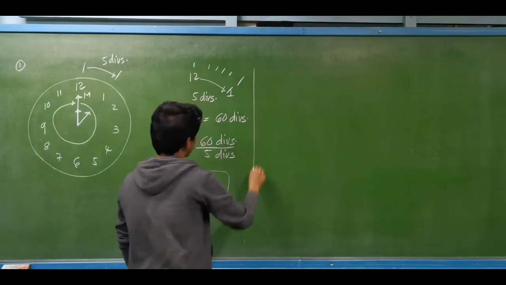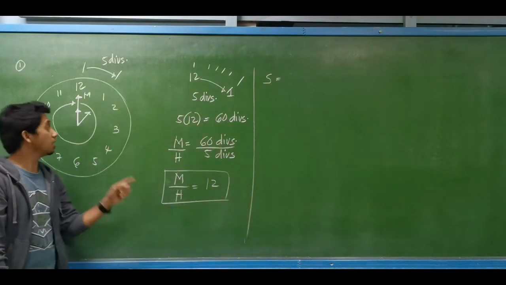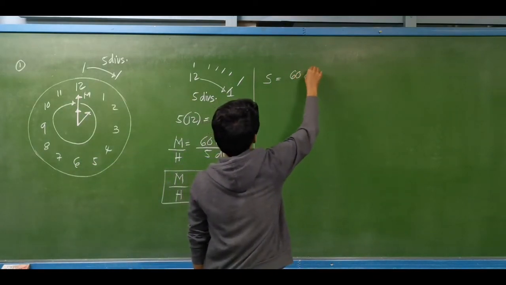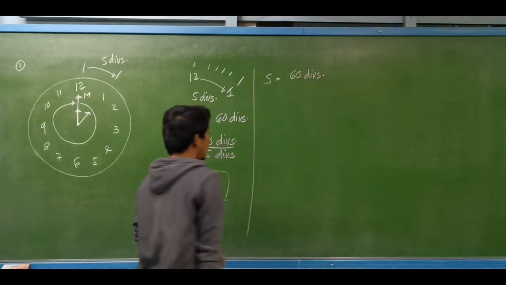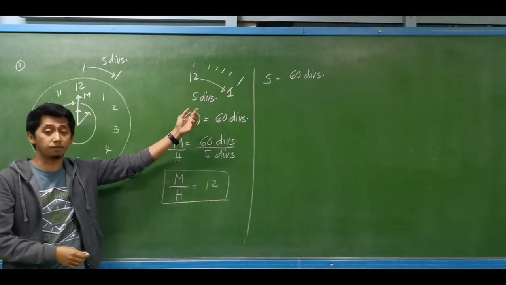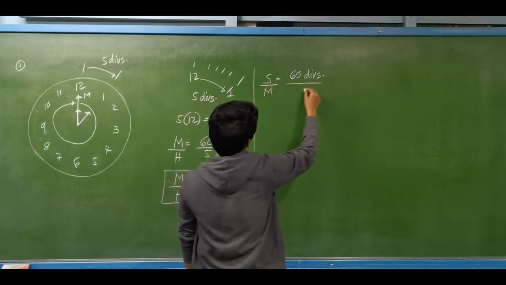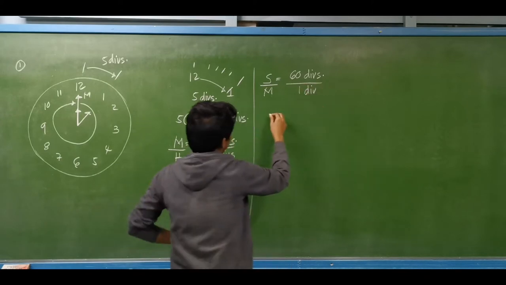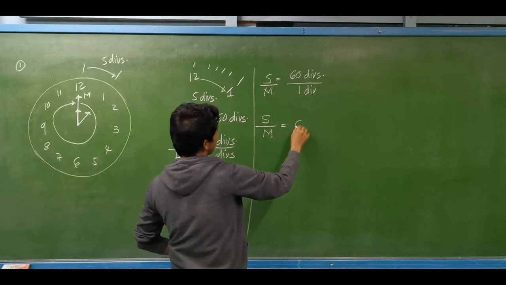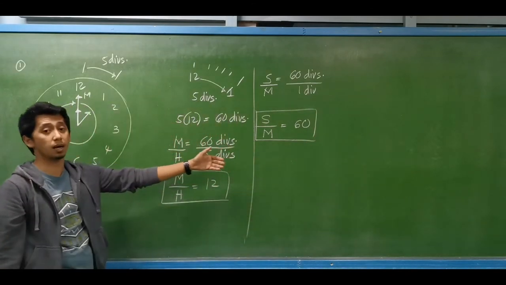And we are to consider the third hand. For example, the second hand completed one cycle around the clock, which corresponds to 60 divisions. How many divisions did the minute hand cover if the second hand covered 60 divisions? Obviously, the minute hand will move only one division. So the proportion of the movement of the second hand to the movement of the minute hand is simply equal to 60. So that is another proportion used to analyze clock problems.